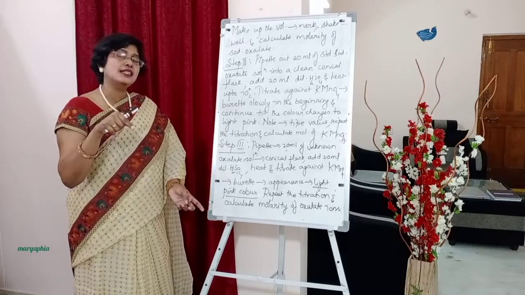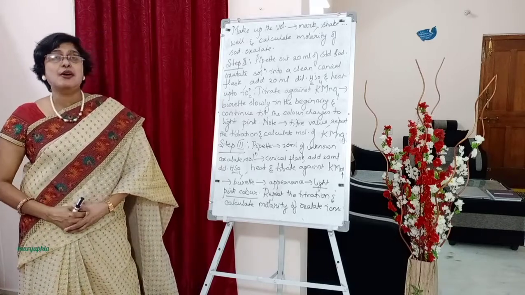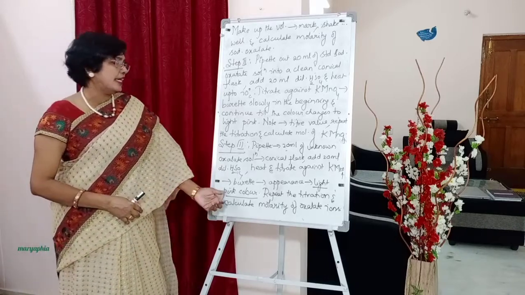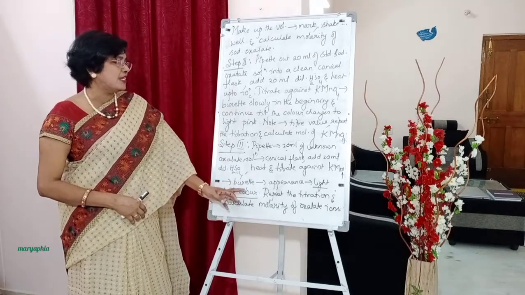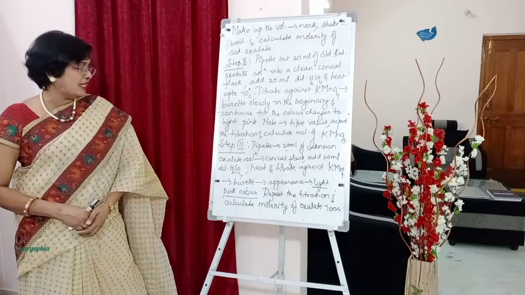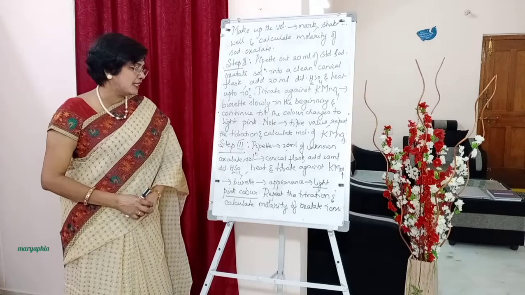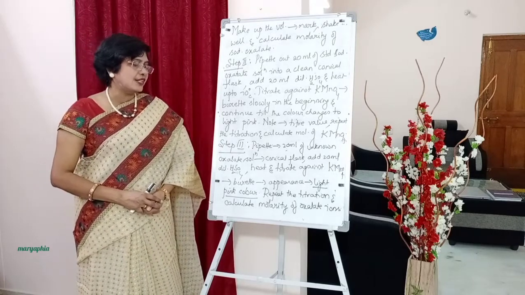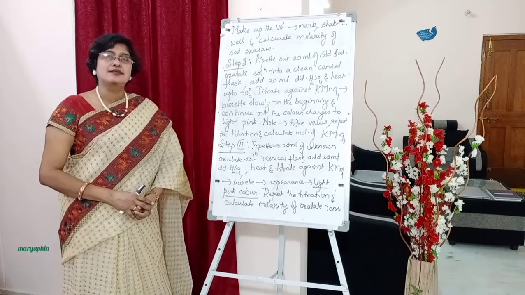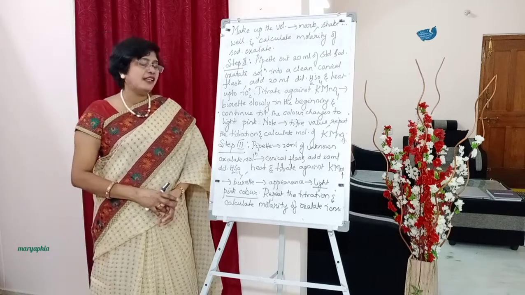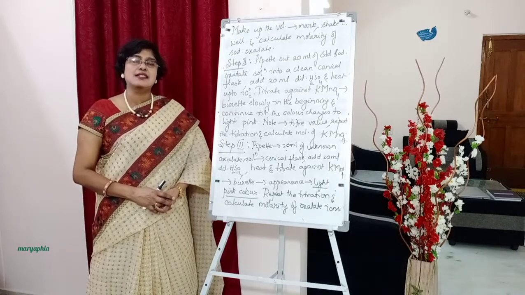Now we know the concentration of KMnO4. Using that KMnO4 we will find the amount of oxalate ions. Titrate against KMnO4 taken in the burette till the appearance of light pink color. Light pink is the end point. Light pink color. Full stop. Repeat the titration and calculate the molarity of the given oxalate ions.